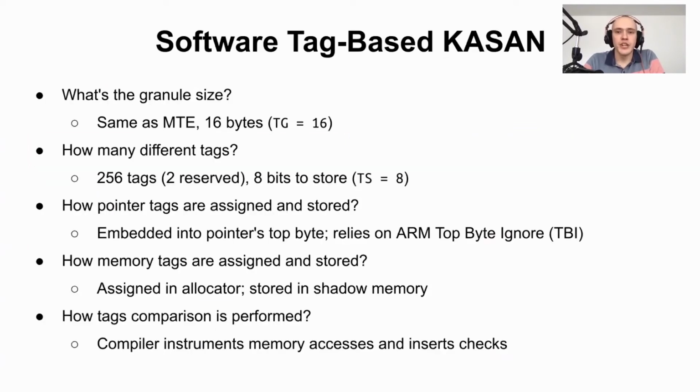So let me answer the question that I presented before. The granule size with tag-based KASAN is 16 bytes, like with MTE. We have 256 different tags, but 2 of those are reserved. We have 8 bits to store a tag. Software tag-based KASAN uses TBI to embed tags into the pointer's top byte, and the tags are assigned by the allocator and stored in shadow memory. And finally, the comparisons are performed by the instructions that the compiler inserts when compiling the kernel.